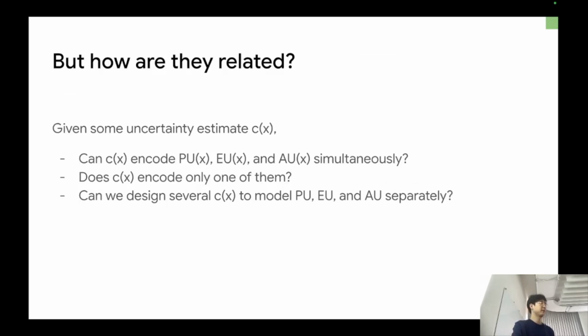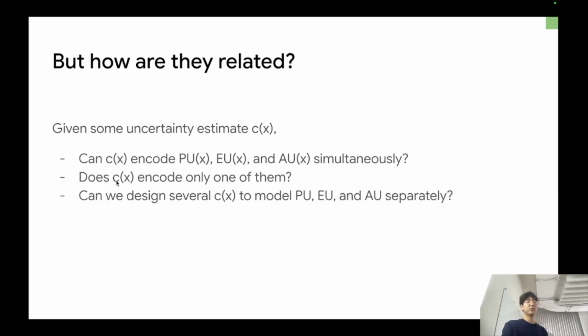So these are all different applications, and for practical reasons, you might want to get different scalars for these three different values. So it'd be quite funny if C of x is actually encoding PU of x and EU of x and AU of x simultaneously. So these are all standing for predictive, epistemic, and aleatoric.